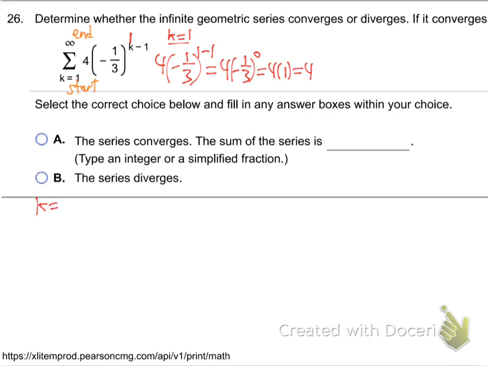And then down here I'll do the second term. k is 2. Can you get the second term? And is that negative 4/3? We good there for the second term? Okay, so that's really all you need, the first term and the second term, because then you can find the r, right? You need the r, which is second term divided by first term.